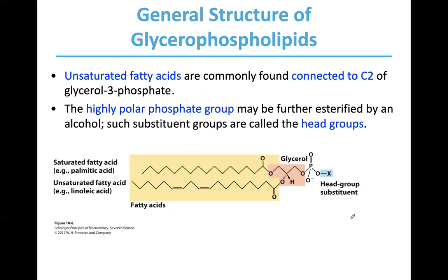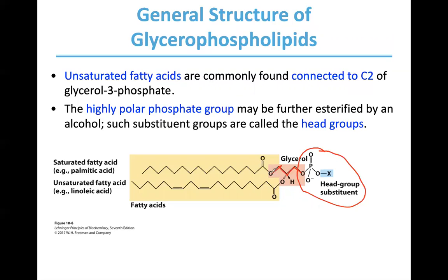So this is going to be the general structure of glycerophospholipids. In general, we have the head group. You can see here, this is the glycerol right here. This is the head group of phosphate, and something else attached to the phosphate. There'll be different things attached to the phosphate. We'll look at those in a moment.